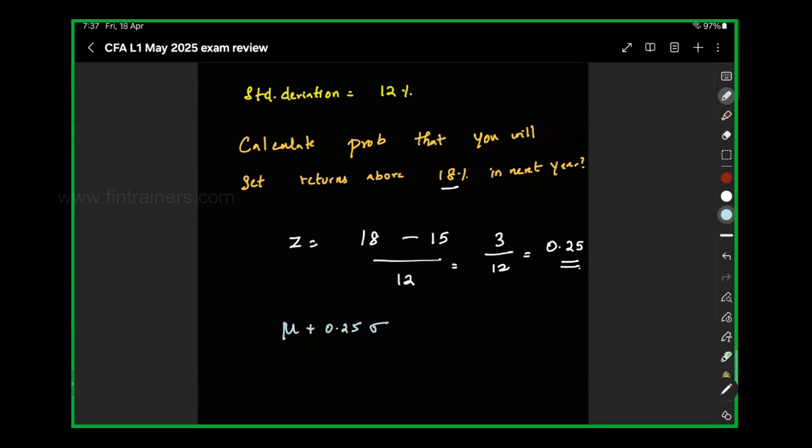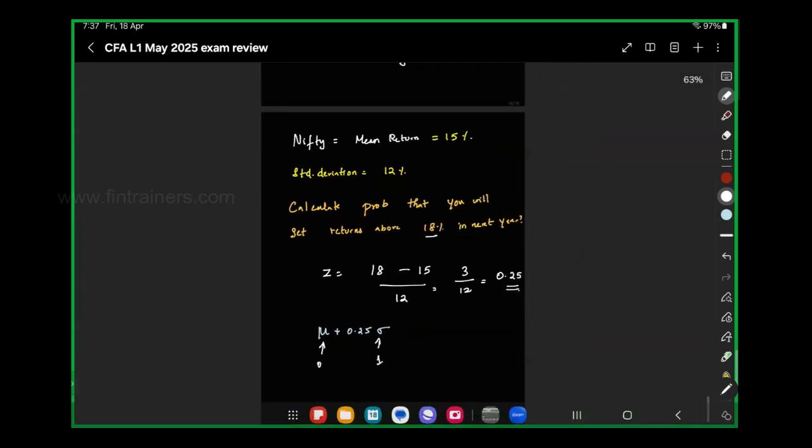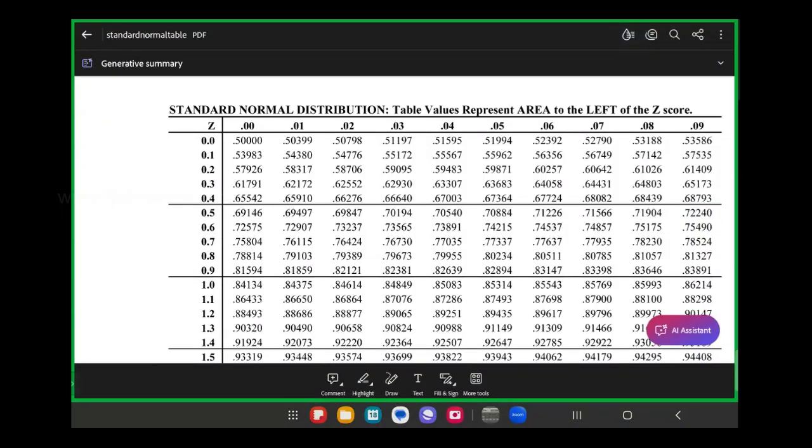And we can't use our regular mu and sigma, but instead we are going to use the Z table. We are assuming mean to be 0 and standard deviation to be 1. So we're going to go to our standard normal distribution table. So this is on the positive side. So this is on the right tail.